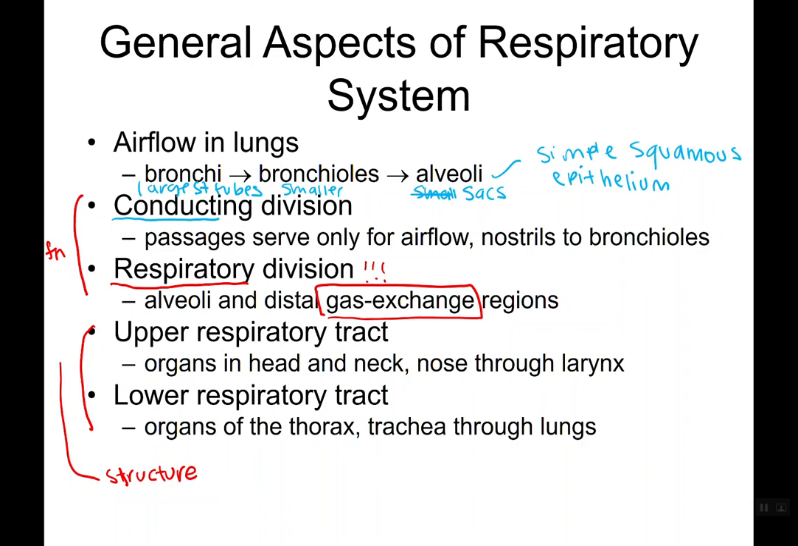So the upper respiratory tract is what it sounds like. It's up. So these are organs in the head and neck, and the nose down through the larynx. So basically your face through your throat. Once you get to the end of your neck where it connects to your trunk, the lower respiratory tract is the organs of the thorax, including the trachea, through your lung tissue. And that includes bronchi, bronchioles, and alveoli.